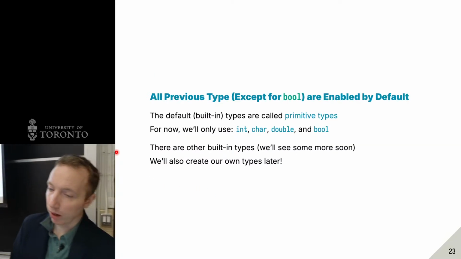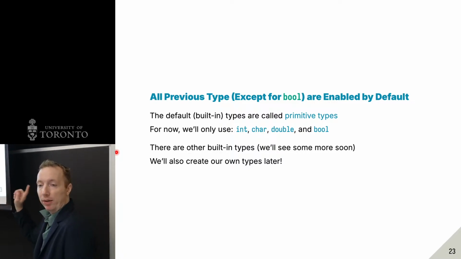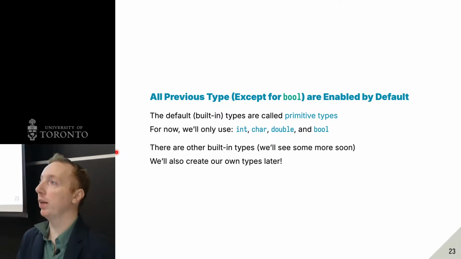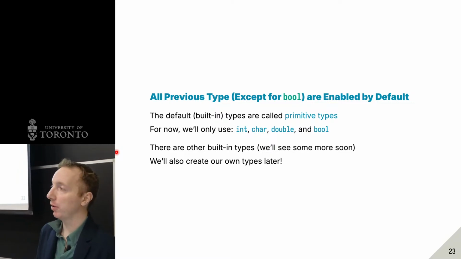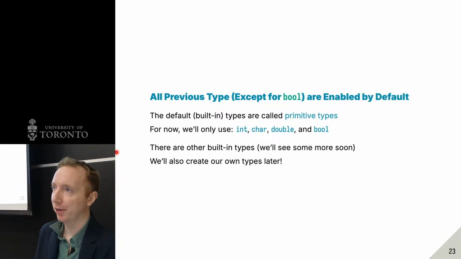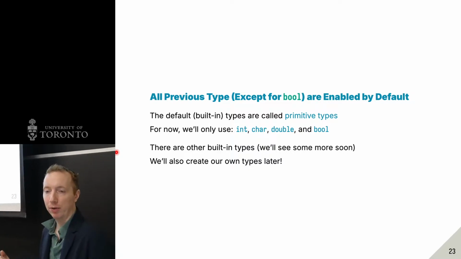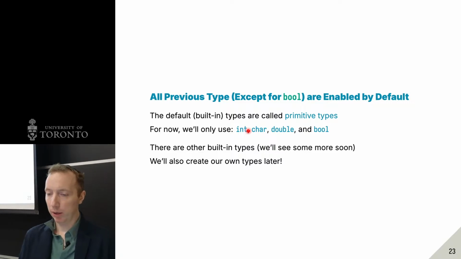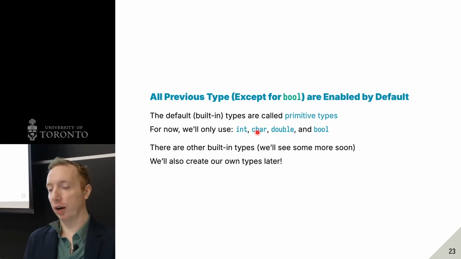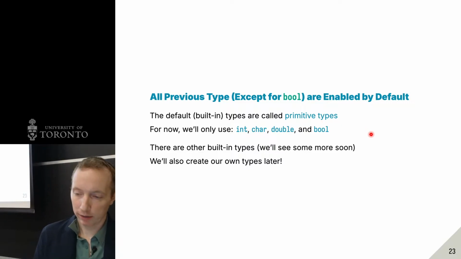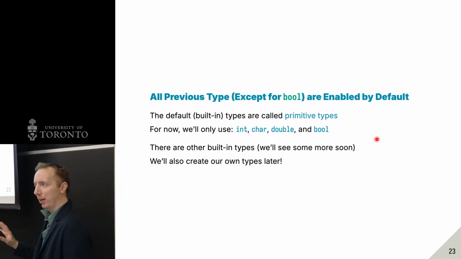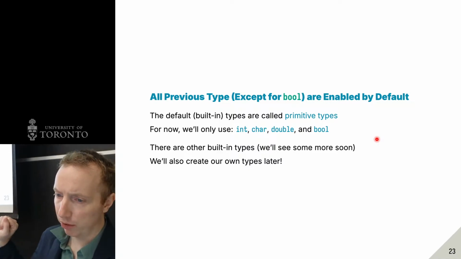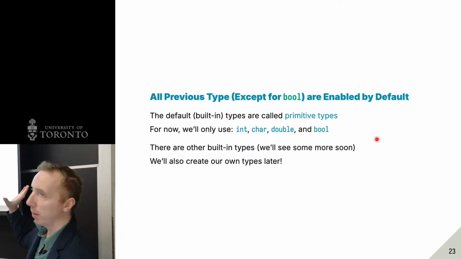So, all the previous types, except for bool, are enabled by default. The default built-in C types are called primitive types. That just basically means you can use them without doing anything special. And in this course, for now, we will only use int, char, double, and bool. There are some other built-in types that are kind of derivative of these. We'll see them more soon. For now, just worry about these 4.